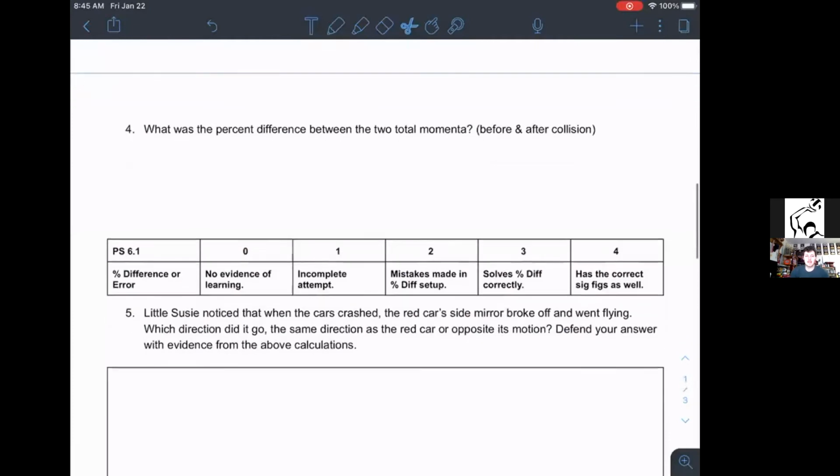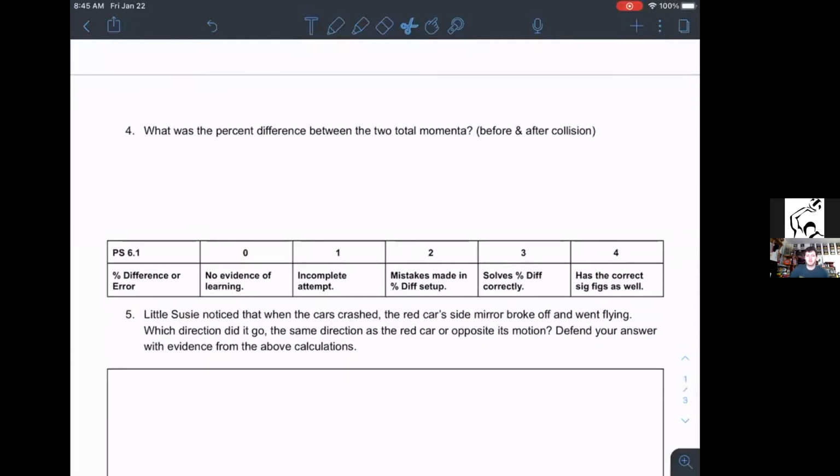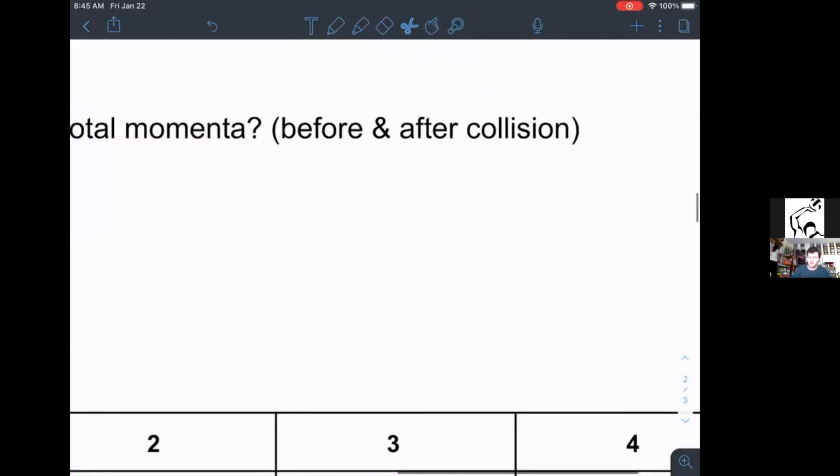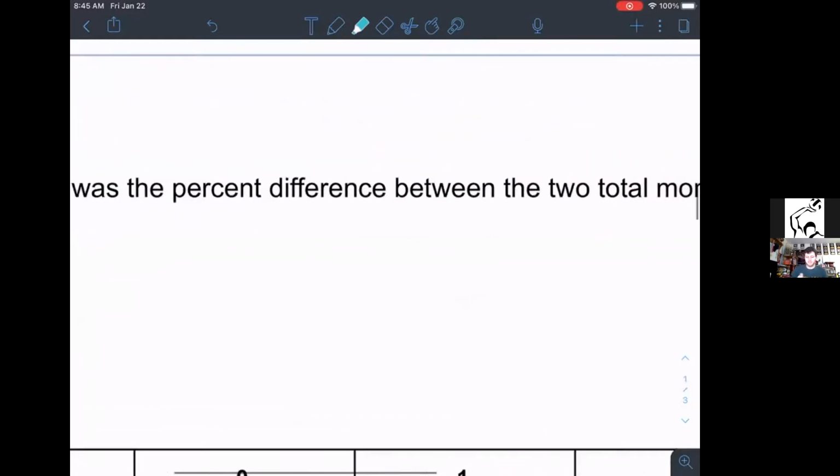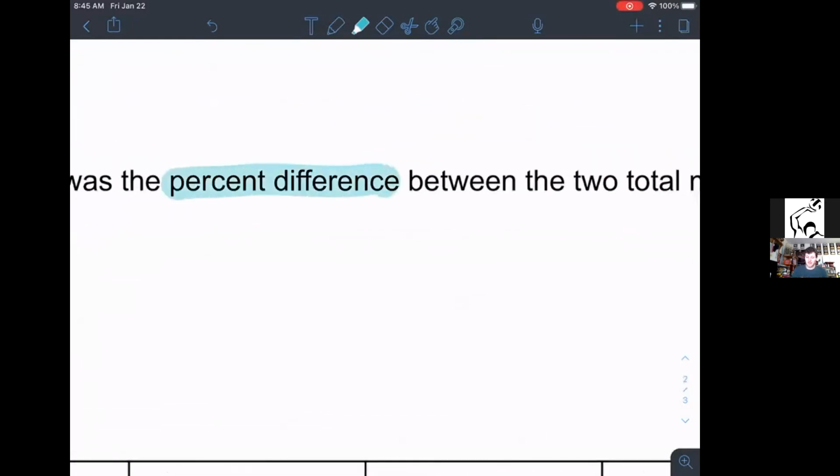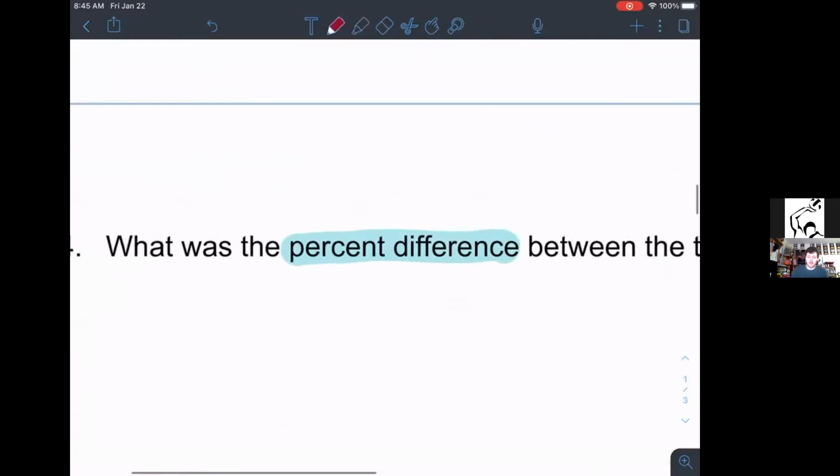All right, so it says, what is the percent difference of the two total momenta? So before the collision and after the collision. This is where things got a little bit tricky for a lot of people, because we need to remember two things. The first thing is that it's saying before and after, which means that we want the total before the collision and the total after the collision, and that's what we're comparing. The other thing is we're looking for that percent difference. So we've got to remember that percent difference equation.